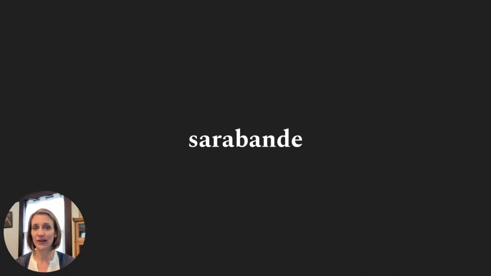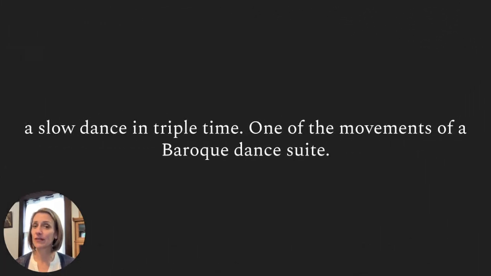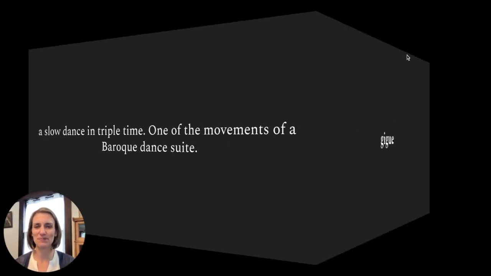Next, we have the sarabande, which is a slow dance in triple time, usually 3/4, and it's one of the movements of a Baroque dance suite. Sarabandes also are unique in that they usually have a slight emphasis on beat 2. So as you listen to a sarabande, just listen. Is there a bit of a 1, 2, 3, 1, 2, 3? Just a fun fact about them.